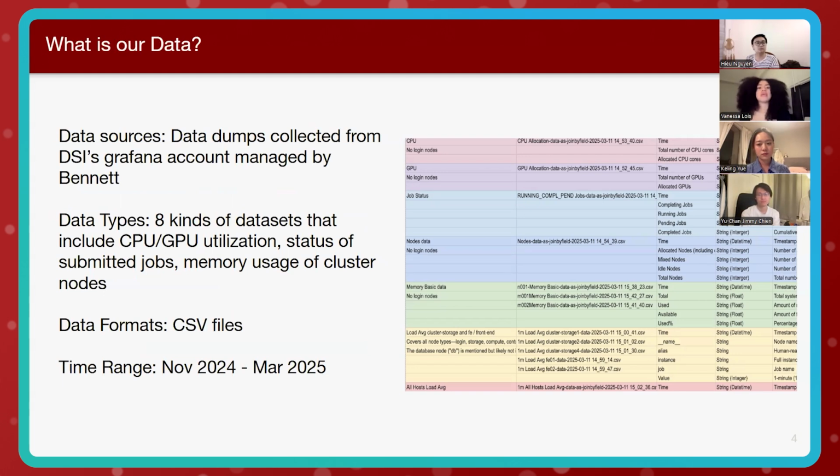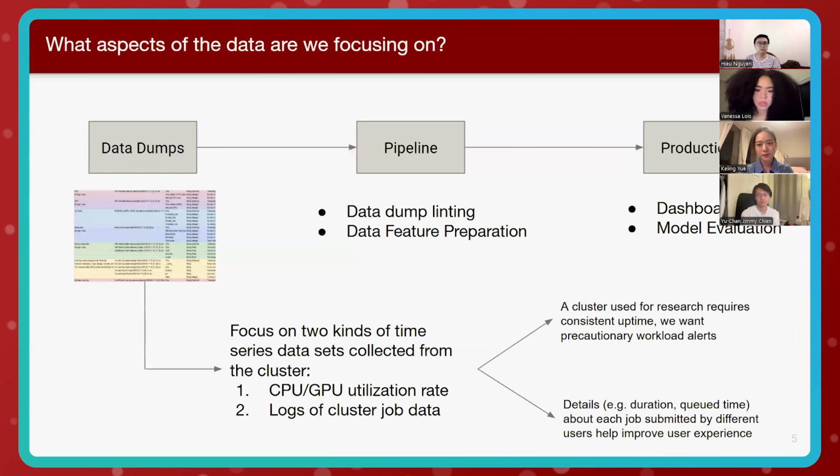As for the data that we used, data dumps collected from DSI's Grafana account, which is managed by Bennett, we use 8 kinds of CSV files that include CPU, GPU usage, the status of submitted jobs, and the memory usage of cluster nodes, and the time range of this data is from November of 2024 to March of 2025.